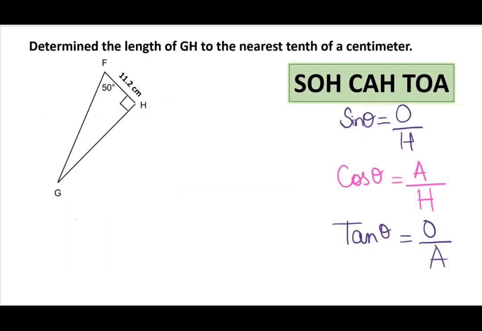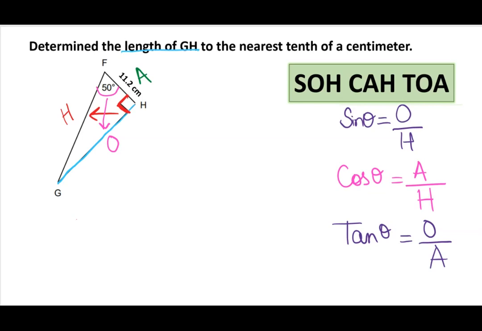Let's do another example. In this example, we have to find the length of GH. So this side right here. Now, let's label the triangle first. This is our right angle, and the side that is opposite to this, and the longest side, is always called the hypotenuse. Now, our angle is given right here, 50 degrees. The side that is opposite to this is the opposite side. Now, the side that is left, the third side, is called the adjacent side.